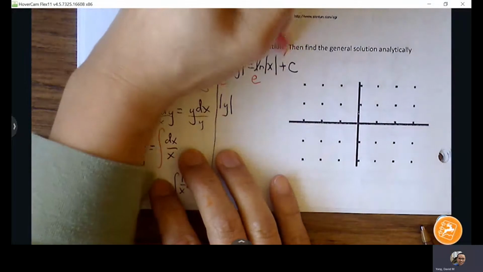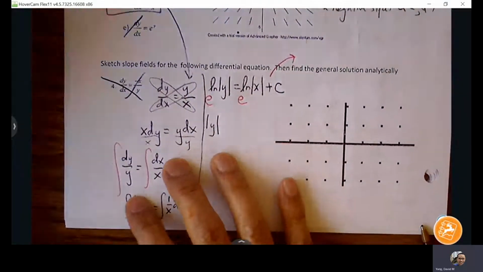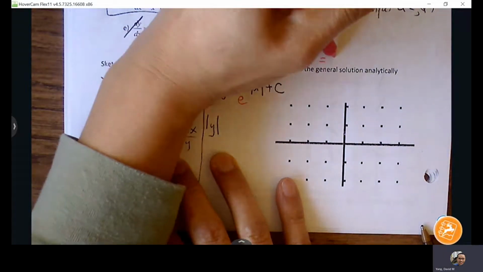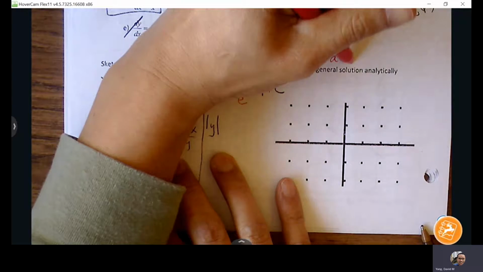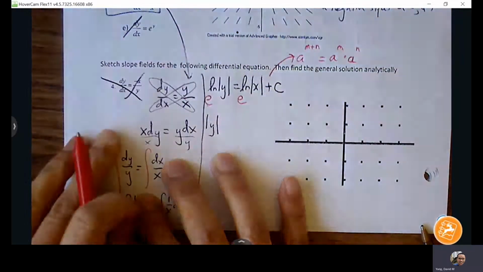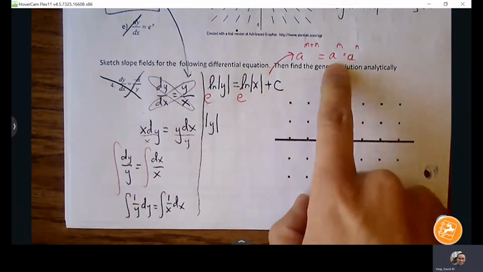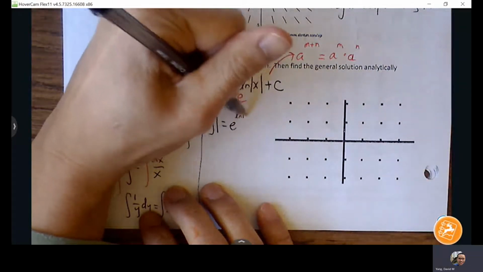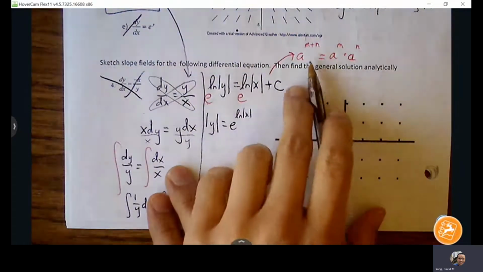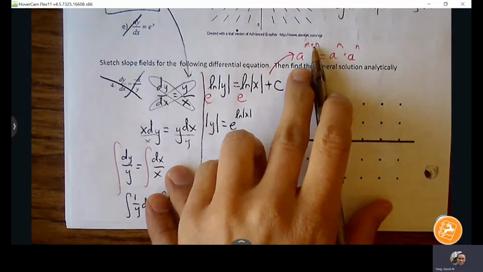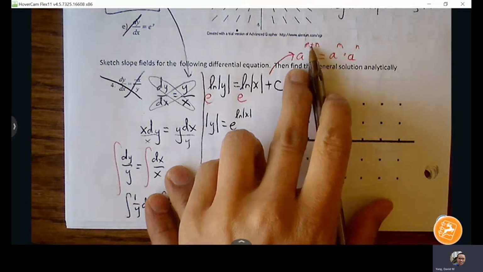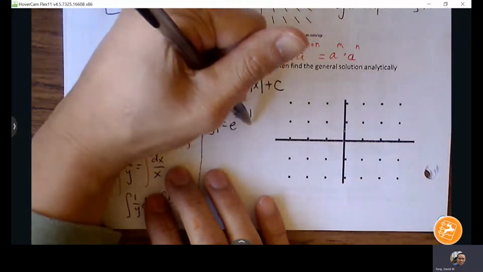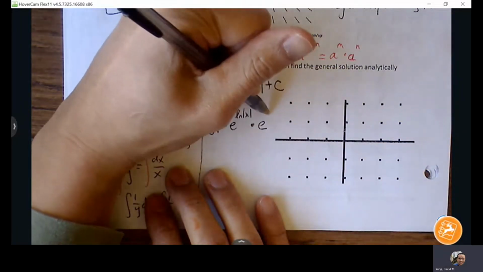Okay, the right side, let me remind us, if we have a base raised to the sum of exponents, I can break them down into the product of bases. So how can I separate this using this property? Okay, e to the natural log of x. Notice your operation will change. It's no longer a plus. If you bring the exponent operation down, it becomes a multiplication. So not plus, but times e to the c.